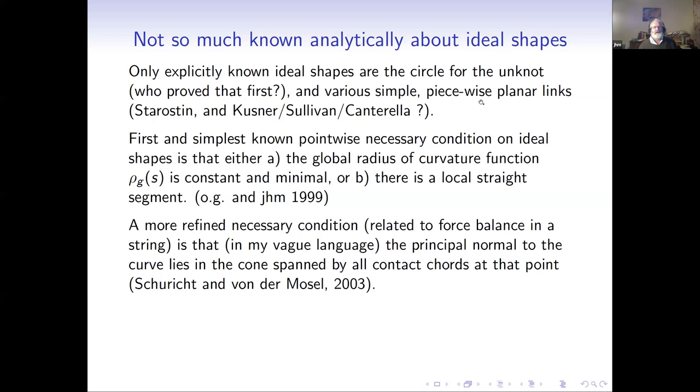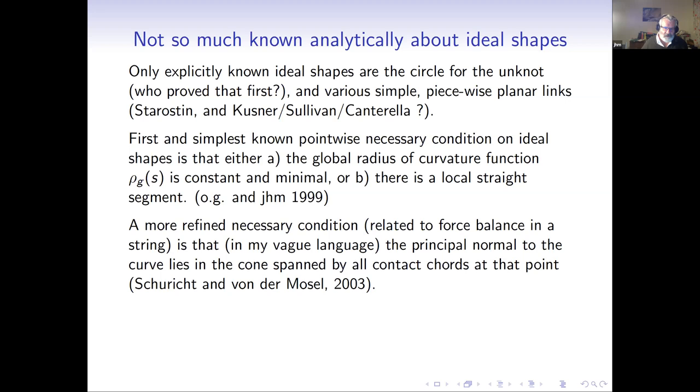So Starostin essentially got, what's explicit is sometimes a little bit subjective. Starostin solved ordinary differential equations, which gave you something called the orthogonal link. Kusner, Sullivan, Cantarella, I may have forgotten other people, they proved things for various links. So for the Hopf link, its two perpendicular circles are known to be ideal. There are other things, right? Okay, good. So now, unless somebody has done it and I don't know about it, which I think is not likely, there's no known, analytically known ideal shape for a non-trivial knot.